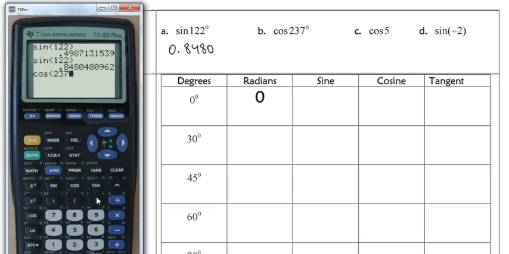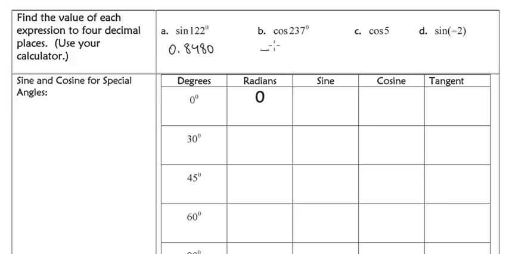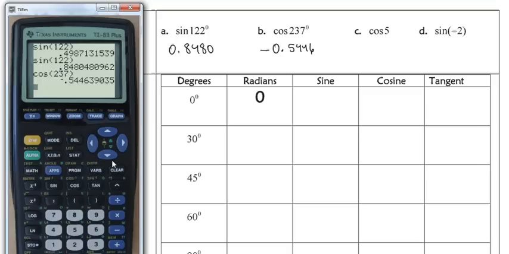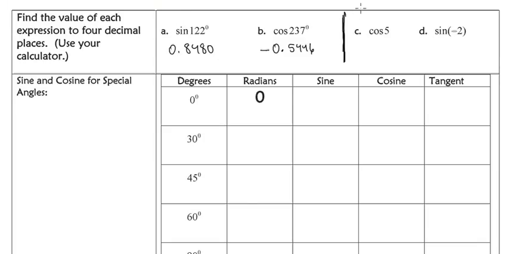So 237 degrees gives us negative 0.5446. So negative 0.546. All right, now cosine of 5, and now I'll intentionally make the mistake. If we hit cosine of 5, I guess actually it's not written on your paper. These ones here are to be done in radians. Those first ones obviously were degrees.